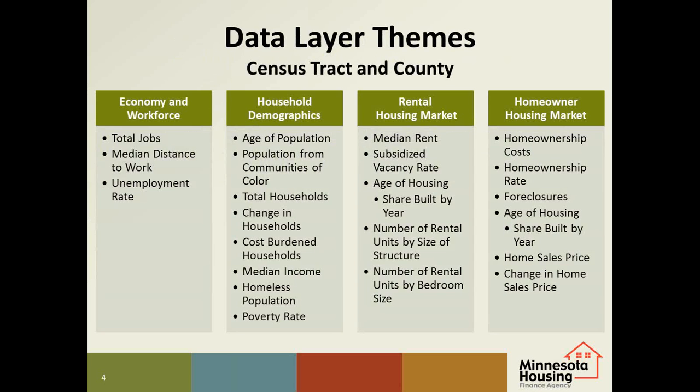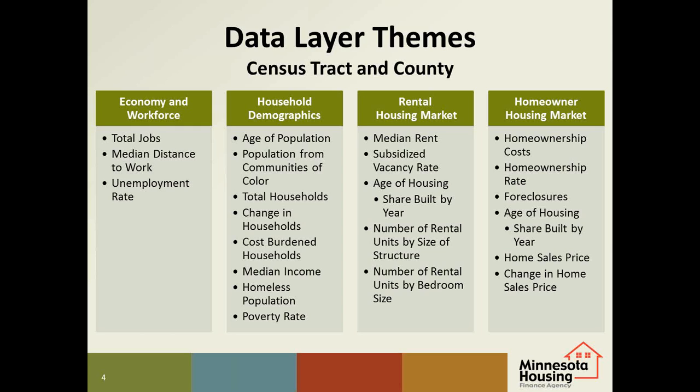For the data layer themes, we have over 30 indicators from multiple sources to profile the social, demographic, and economic characteristics of households, the housing market, and employment as it pertains to the market for affordable housing. These individual data points are broken into 3 thematic categories. 1. Economy and workforce. 2. Household demographics. And 3. Housing market at the county and census tract geographies. Economy and workforce contains information about jobs, distance to work, and unemployment rate.